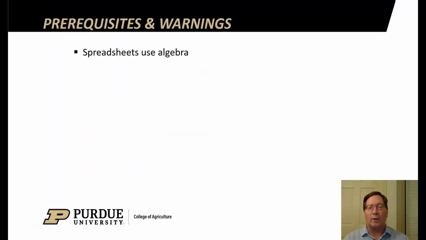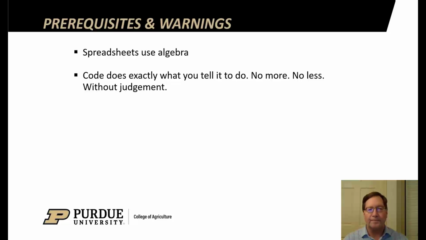So, a little bit of a warning. Of course, spreadsheets use algebra every time we use a cell reference or a name instead of the actual value. Spreadsheets can do far more than algebra, but in the workshop today, everything we're doing is algebra. The other thing about spreadsheets is they're just like any other computer code. They do exactly what you tell them to do, no more, no less, and without judgment. So they do follow directions very well. Just one warning: with a spreadsheet, you'll be able to make errors much faster than you ever were able to before.